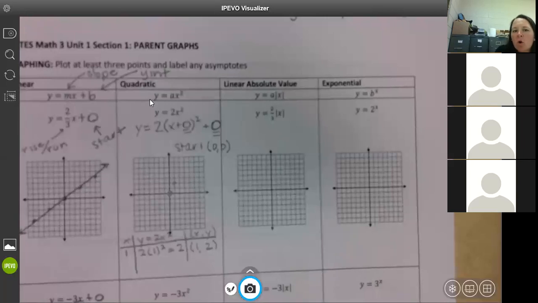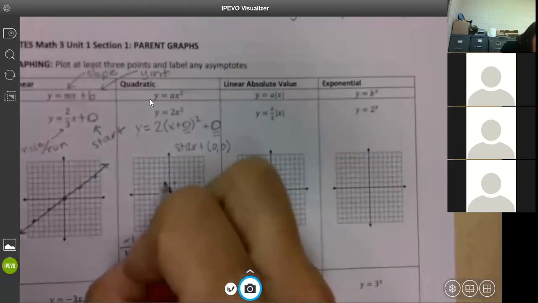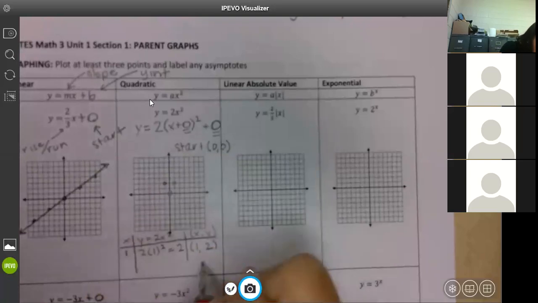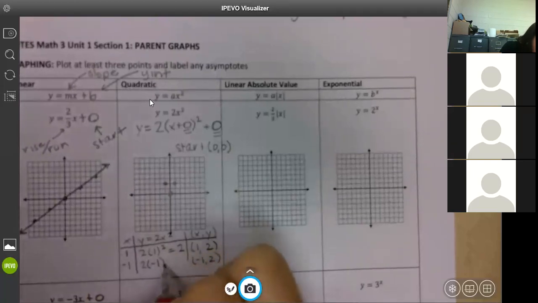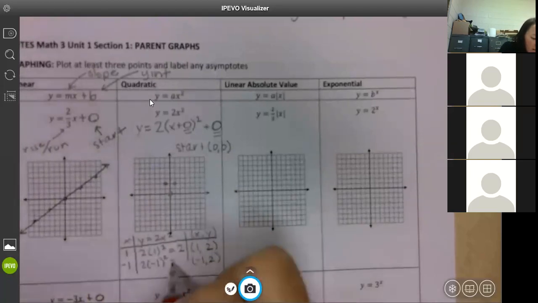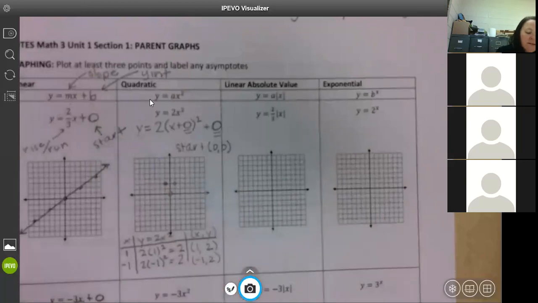So where is the coordinate on the left? I found the one on the right. Where's the one on the left? It's the same one with a negative x. -1, 2. And if you plug in -1, -1 squared is +1 times 2 is 2. But again, you can mirror it to the other side. You don't have to do the work to find it.